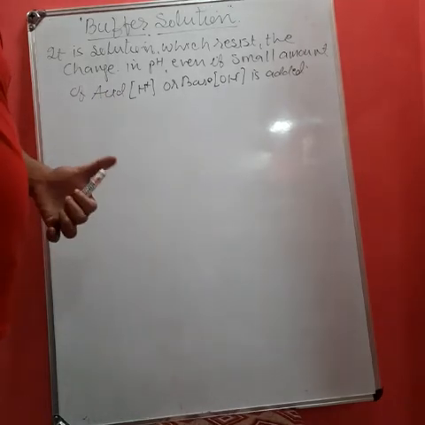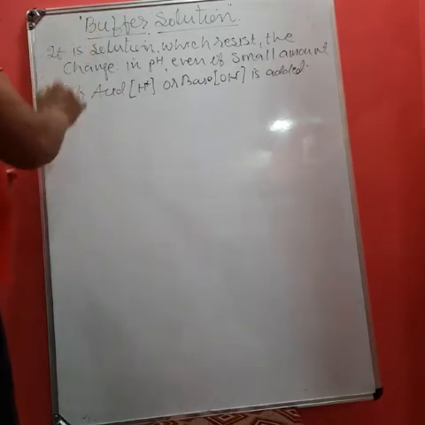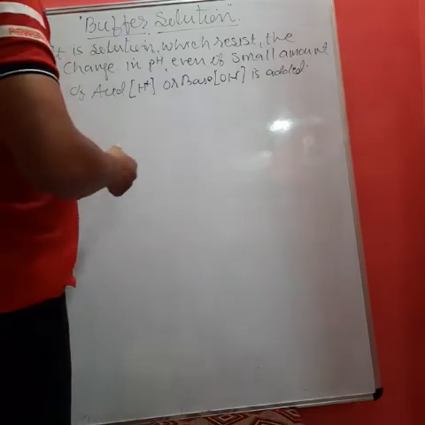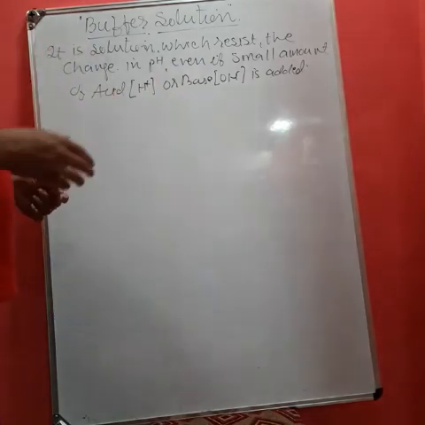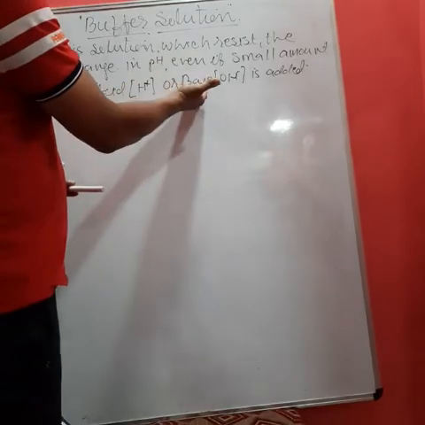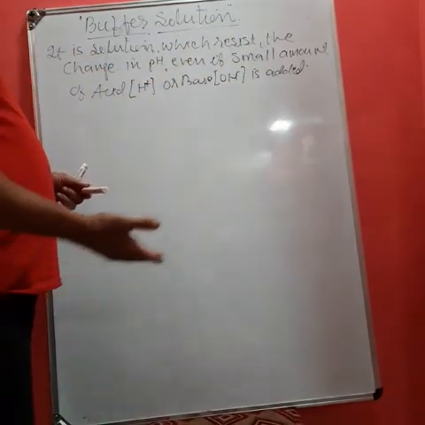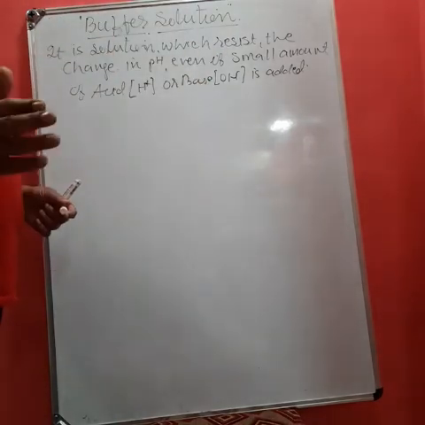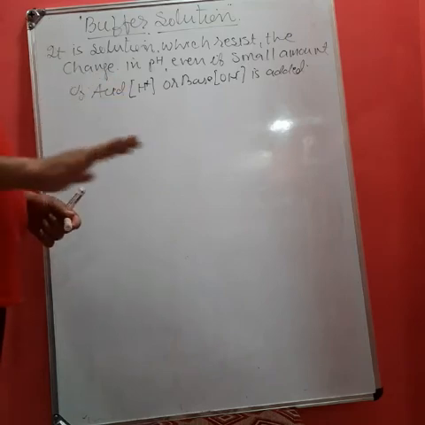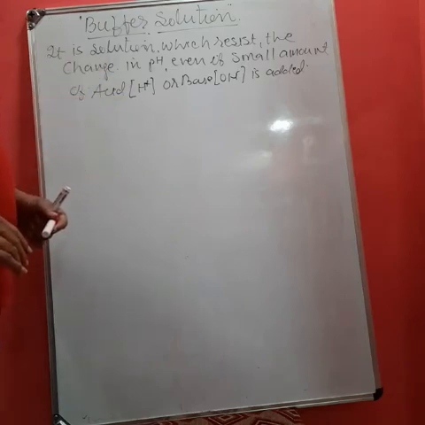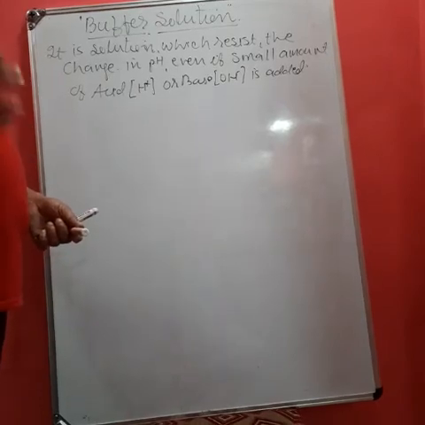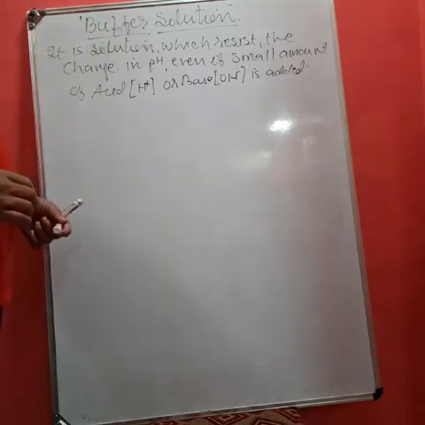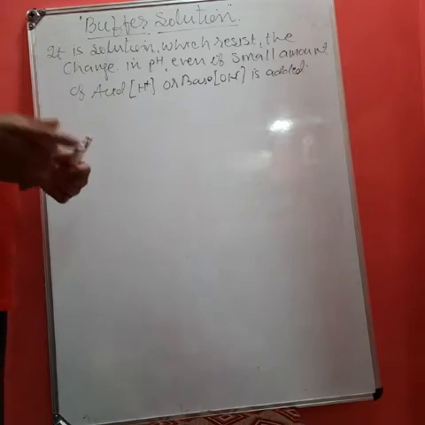But the buffer solution shows such a nature that even if we add a small amount of H cation or OH anion, that is acid or base, from a foreign source, the pH of the buffer solution remains constant. That is, there is no change in the pH value. Now, how is it possible? It is possible because the buffer solution is a specific solution. It is not a common solution.